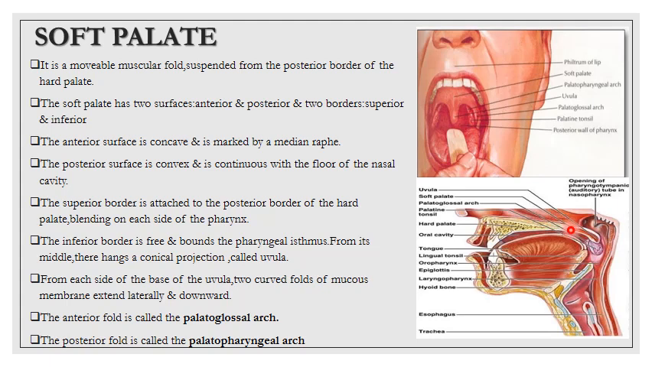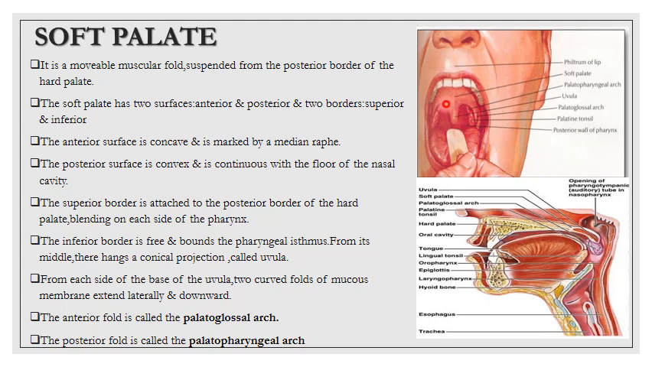Its superior border is attached with the posterior border of the hard palate, blending on each side of the pharynx, and its inferior border is free and bounds the pharyngeal isthmus. Here you can see this inferior border of the soft palate, which is free and bounds the oropharyngeal isthmus. From its middle there hangs a conical projection which is called the uvula.